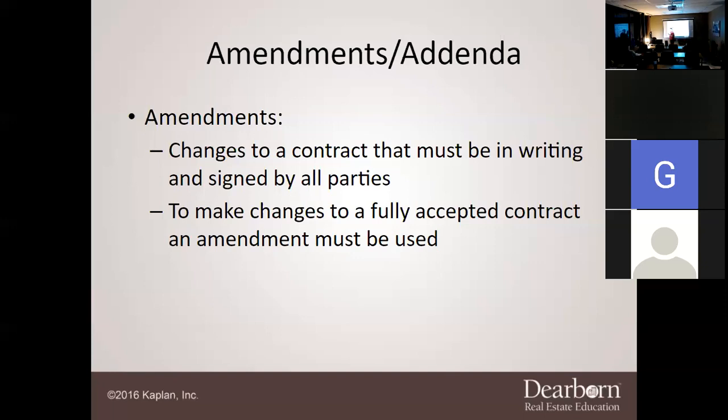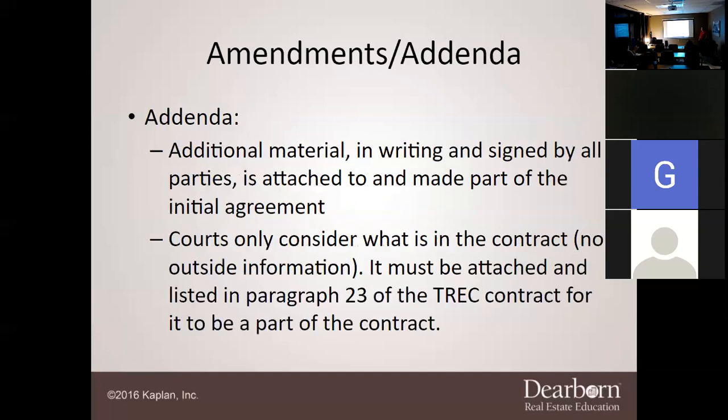So it is imperative that if you ever need to change a contract after, this is the key point here, an amendment is only used after a fully accepted contract has been done. So if me and Travis are back and forth negotiating, we don't need an amendment because the fact is we're negotiating. But the minute the last person signs on that dotted line, it's fully accepted. Now we have to have an amendment. Does that make sense? Okay, that's what an amendment is used for. It's only for after the contract has been signed.